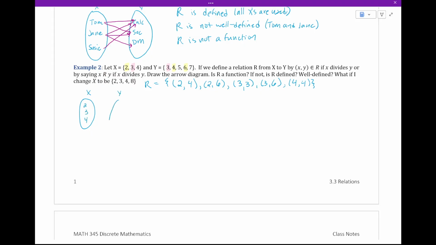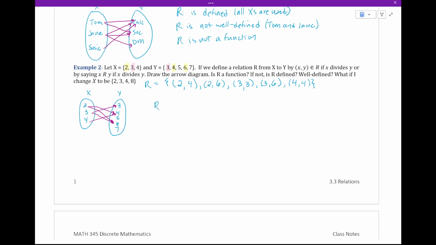And here's y: 3, 4, 5, 6, and 7. And for my arrows, let's see, 2 goes to 4, 2 goes to 6, 3 goes to 3, and 3 goes to 6, and 4 goes to 4. Looks like we did not use 5 or 7.